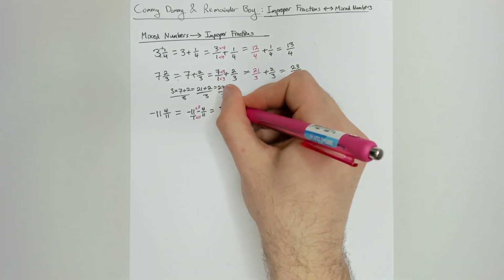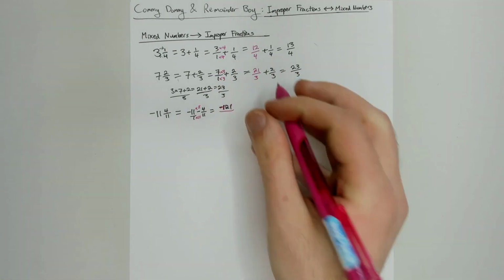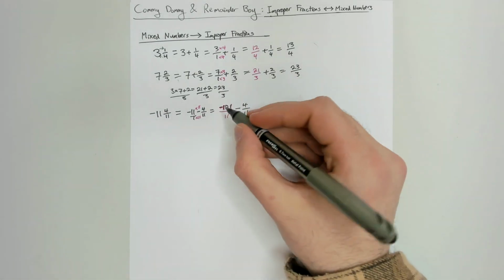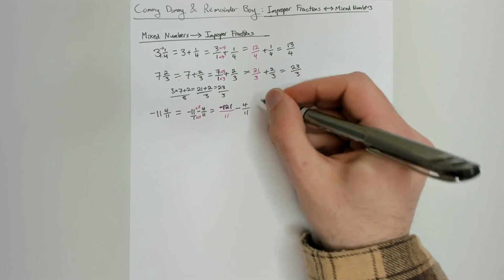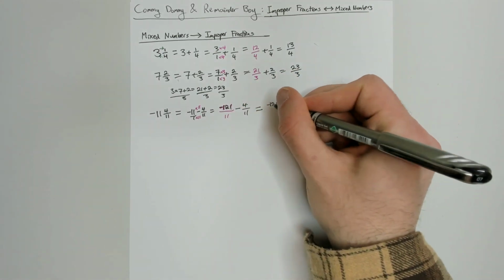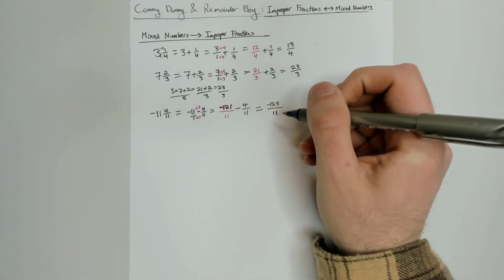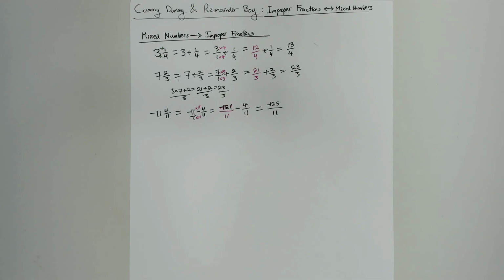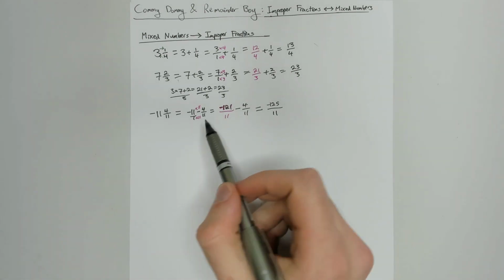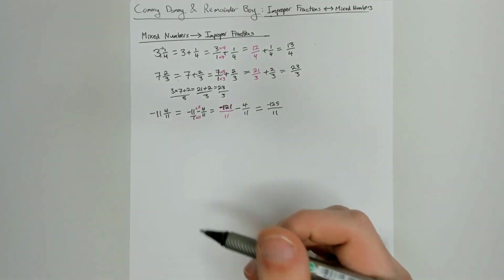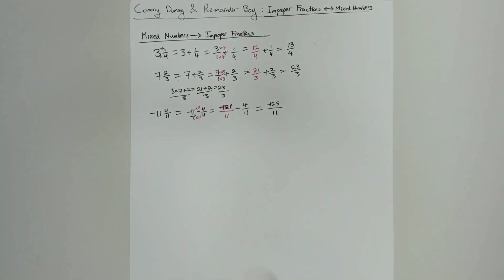Negative 121, and then that's going to be over 11. Now we just have to subtract these, right? Negative 121 minus 4. They're both negative, so we just add them. We get 125, but it's negative, and it's over 11. So this is going to be the improper fraction from the mixed number. So it's a pretty straightforward process. It's really just an addition and a subtraction problem of improper fractions in disguise. So this isn't too bad to do.